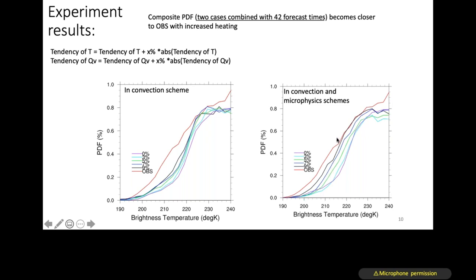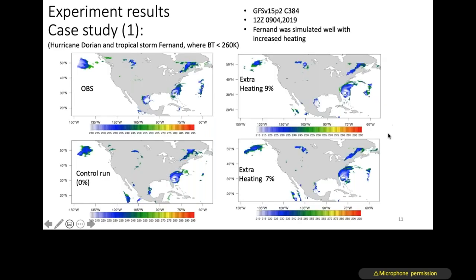to the observation. And if we look at the actual forecast examples here, we saw this earlier. This is Hurricane Dorian and this is Fernand. It's missing in the control run. But when we add this extra heating, we can see this tropical storm is simulated pretty well. And also, this model now can pick up these structures, which are also missing in the control runs.